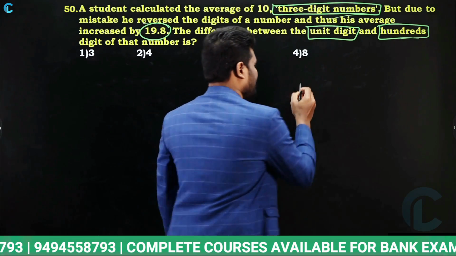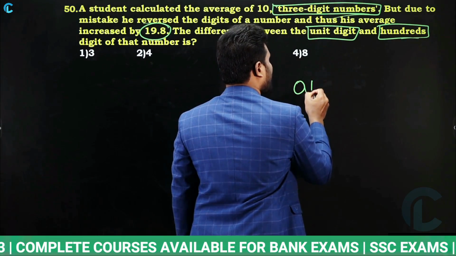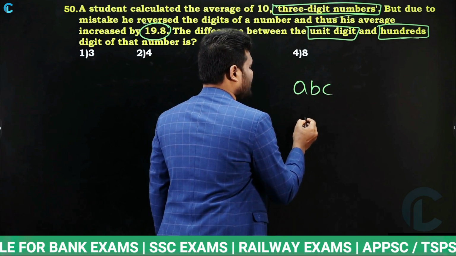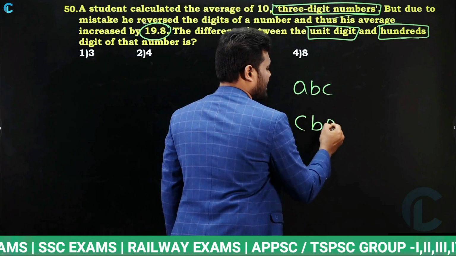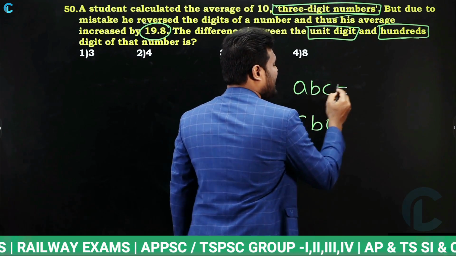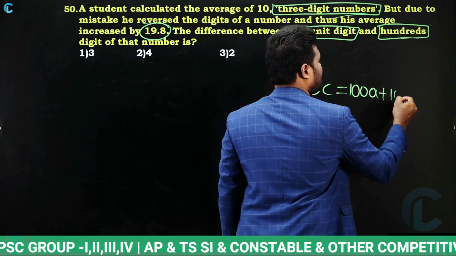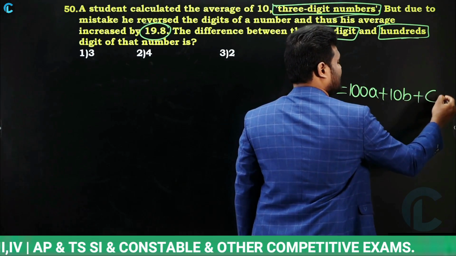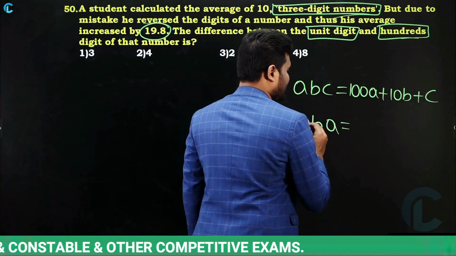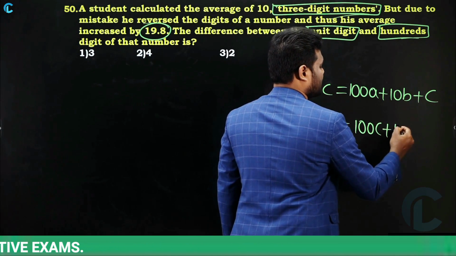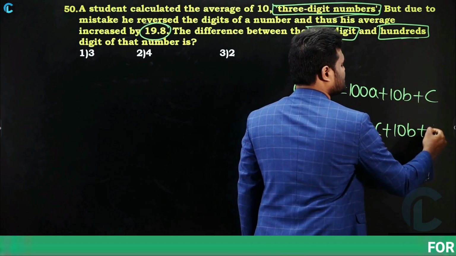Now it is a 3-digit number. The 3-digit number is nothing but ABC. Yes or no? If it is interchanged, it is going to be CBA. Now ABC can be written as 100A plus 10B plus C. Similarly, CBA can be written as 100C plus 10B plus A.